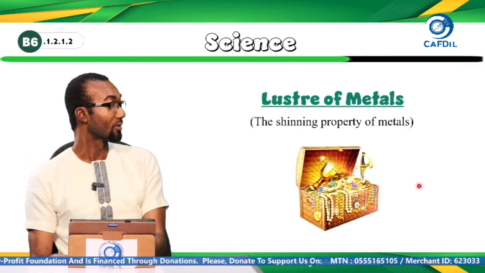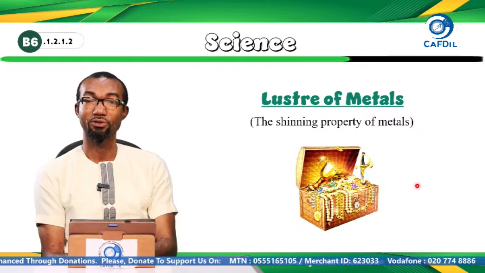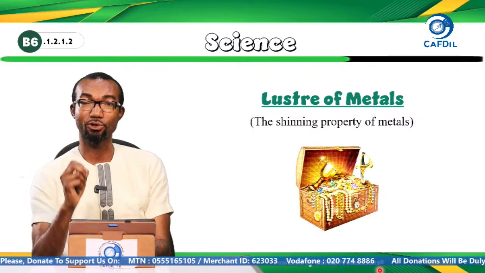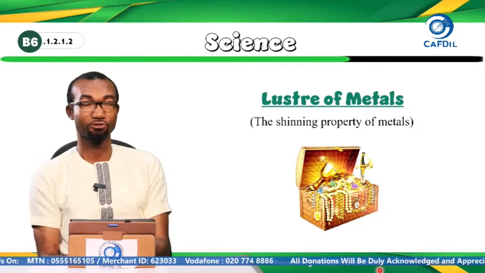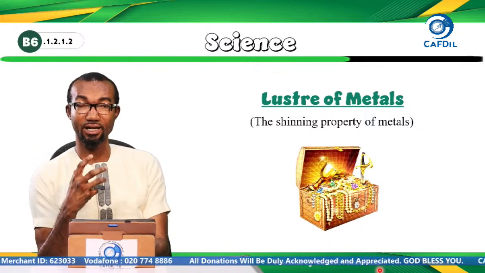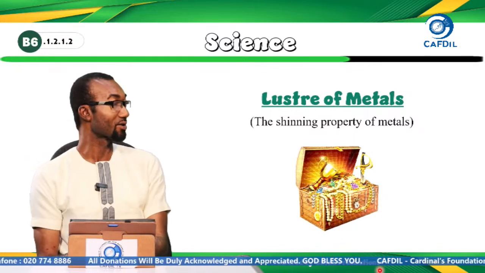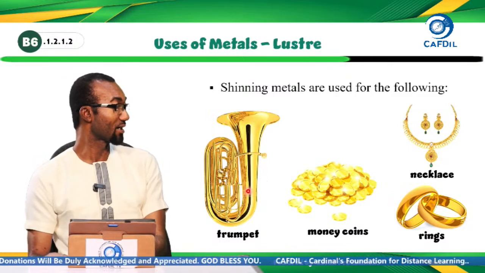Good. Now let's get to luster of metals. When we talk about luster, if you remember the property, we said that it is the shining property of metals. So if metals are shiny, what are some of the things that we can use these metals for? We can use the metals for musical instruments like trumpets.